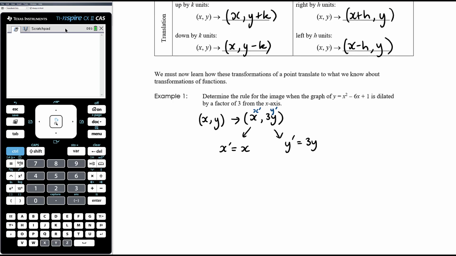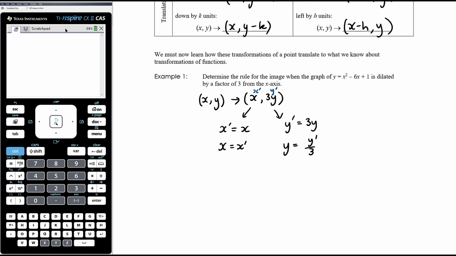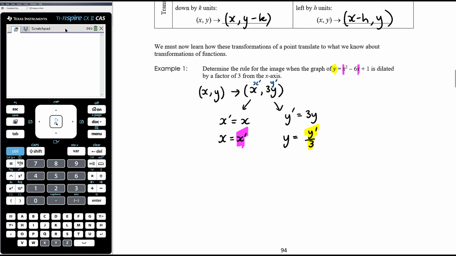Now we want to take this information and apply it to this rule. This rule has x and y in it, not x dash and y dash. So we need to make x and y the subject of these two equations. This is pretty trivial. x is just equal to x dash. y is equal to y dash divided by 3. And now we're able to replace y with y dash over 3 and x with x dash. That doesn't make too much difference for x, but the y does.